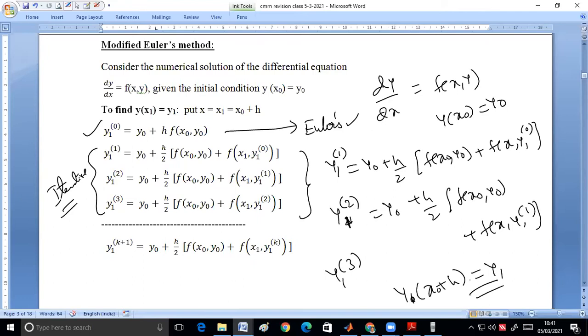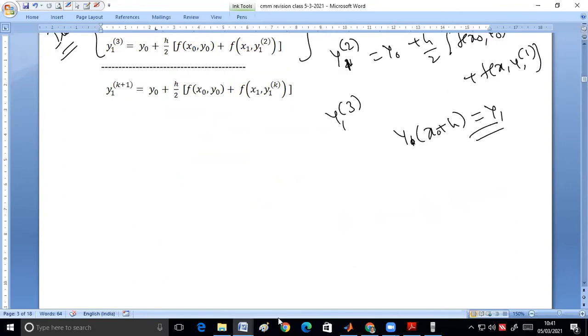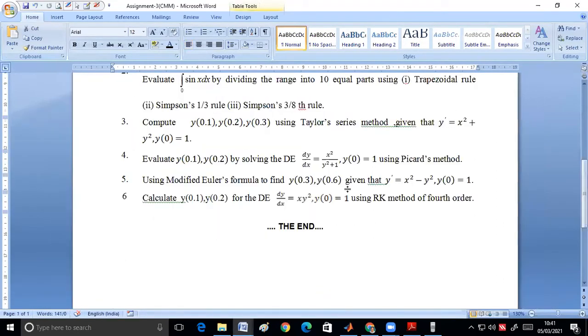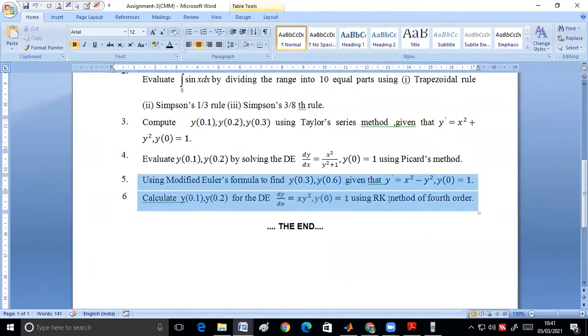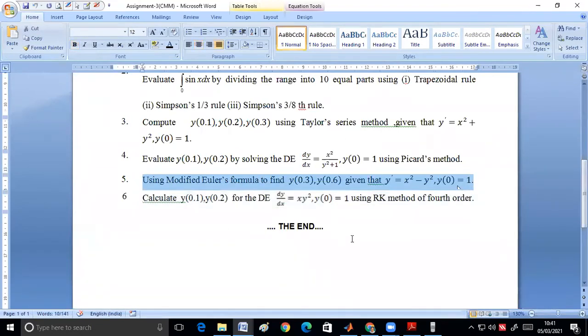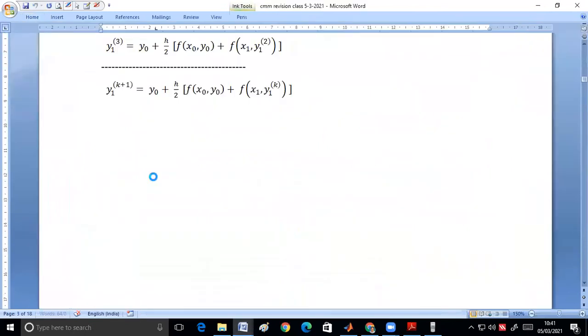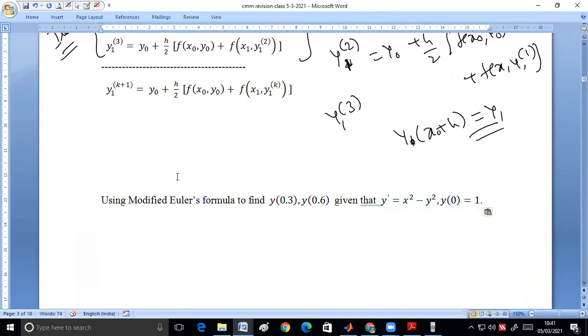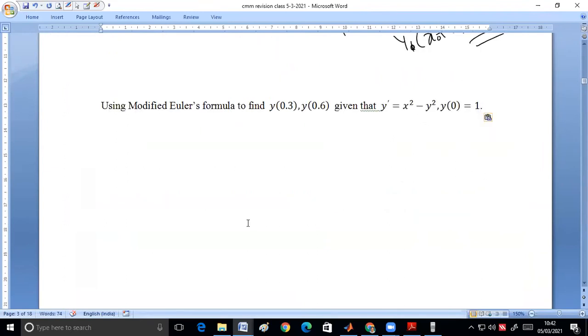In a similar way, with the help of this one, again find the y2 value, again find the y3 value, and so on. Okay, I will explain with one important problem. This problem is also our assignment question. Indirectly, I am explaining all the assignment questions. Now this is today's second question.